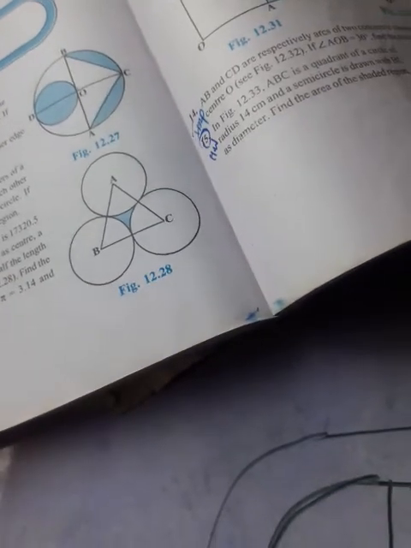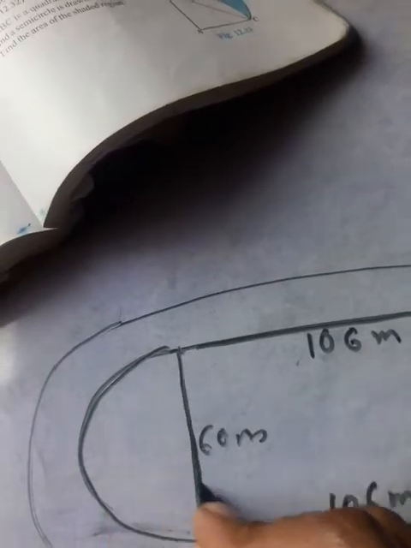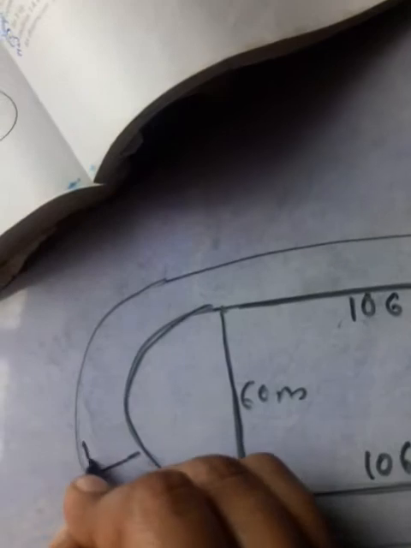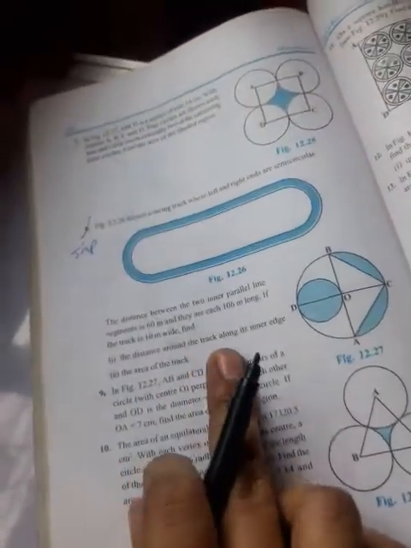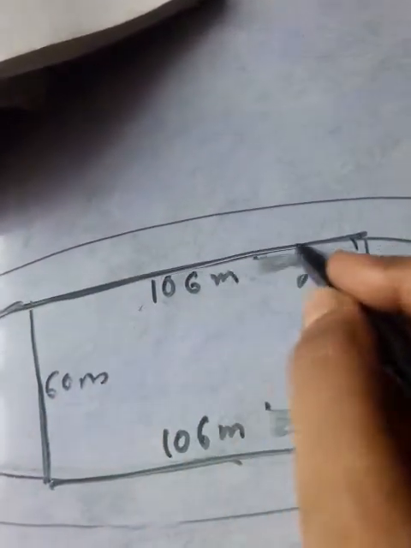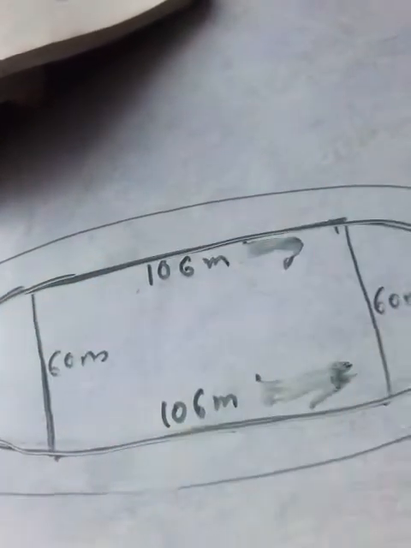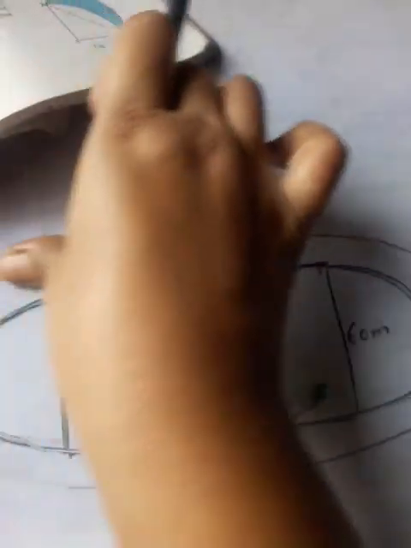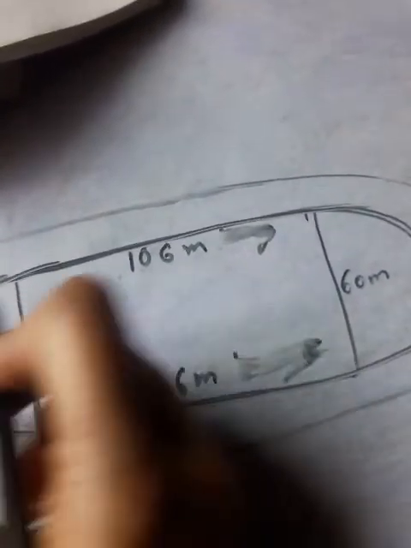The distance between the parallel line segments is 60 meter. This is also 60 meter, and the track is 10 meter wide. So first we have to find the distance around the track along the inner edge, that is, the perimeter of the inner edge. So firstly remove this part, because we have to find the distance of this inner edge.